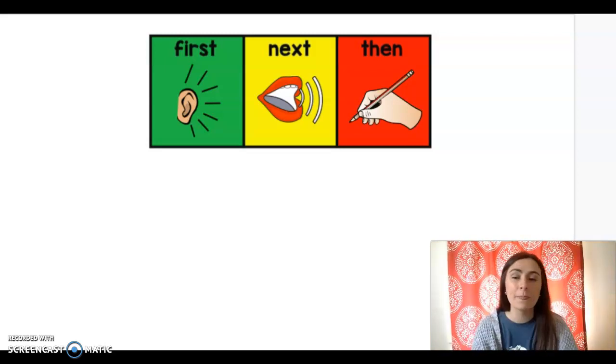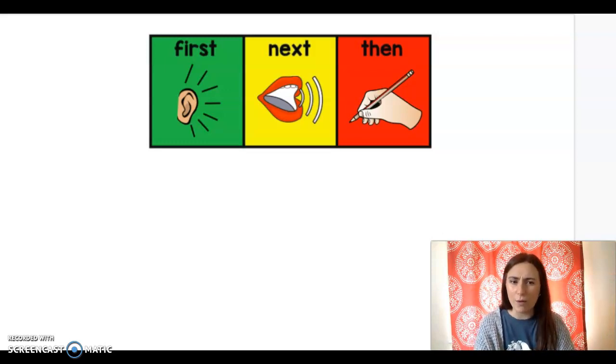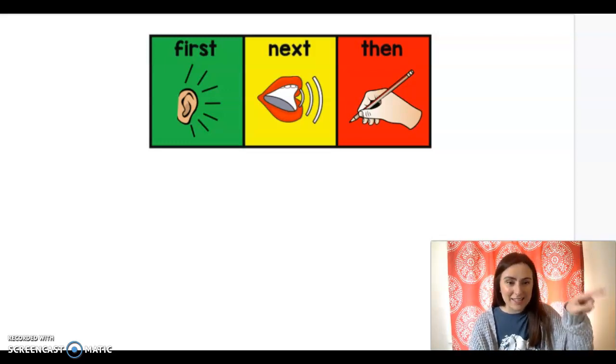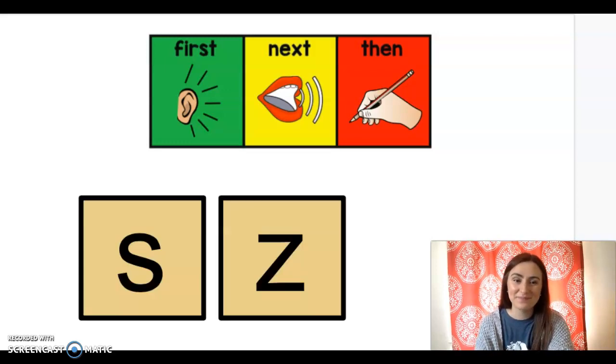Listen for the sound. The sound is zzz. Echo that with me. Say zzz. Good. I'm picturing two letters that make that sound. The first letter I'm picturing is Z, saying zzz, and there's one more. The next letter I'm picturing saying zzz is S. S can make the sound zzz, like when we hear it in the word bugs at the end. Nice job.